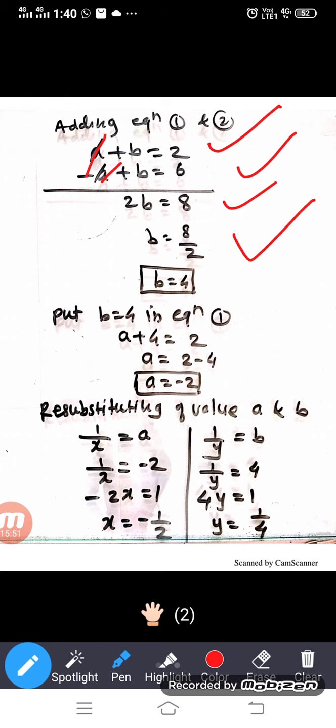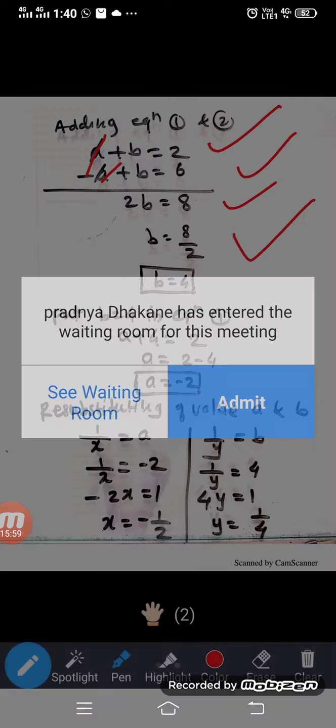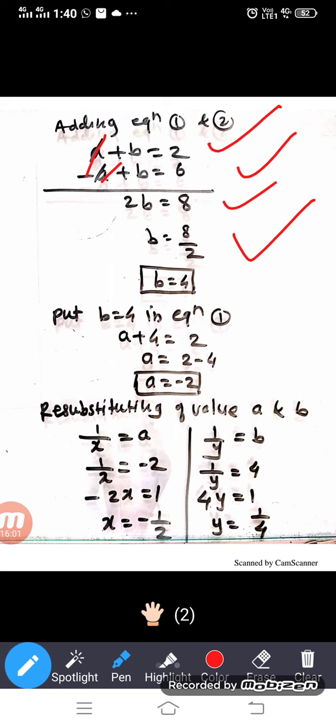Here adding equation 1 and 2, then we get 2b is equal to 8, b is equal to 8 by 2, b is equal to 4. This is the value of b. The value of b is equal to 4. Substitute in equation 1. Then we get a plus 4 is equal to 2, a is equal to 2 minus 4, a is equal to minus 2. In this way, we get the value of a and b.